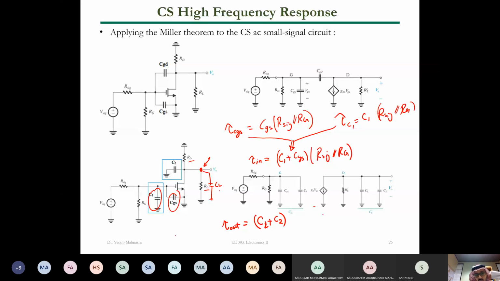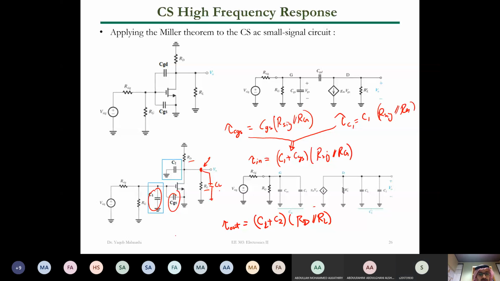Of course, I'm neglecting here R naught. If you are not neglecting R naught, which is the output impedance of the transistor, you can add it in parallel also with RL and RD. So the resistance seen here will be RD in parallel with RL. Is it clear? How we get here? Yes.